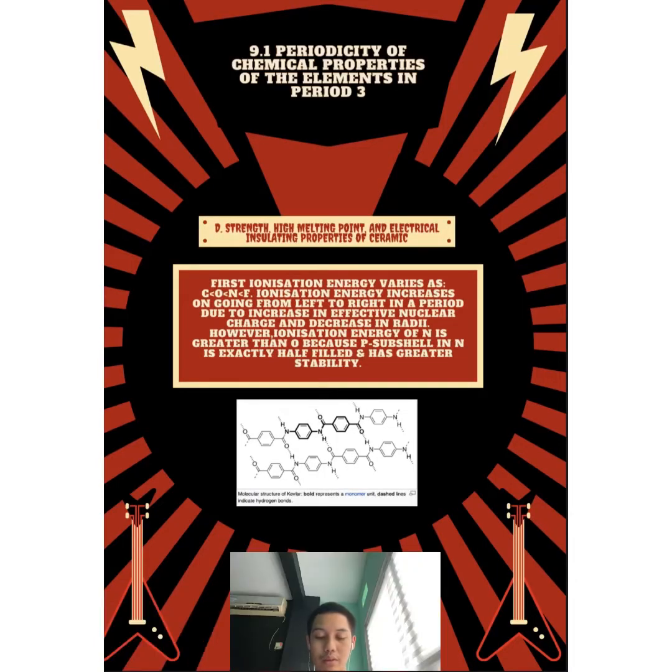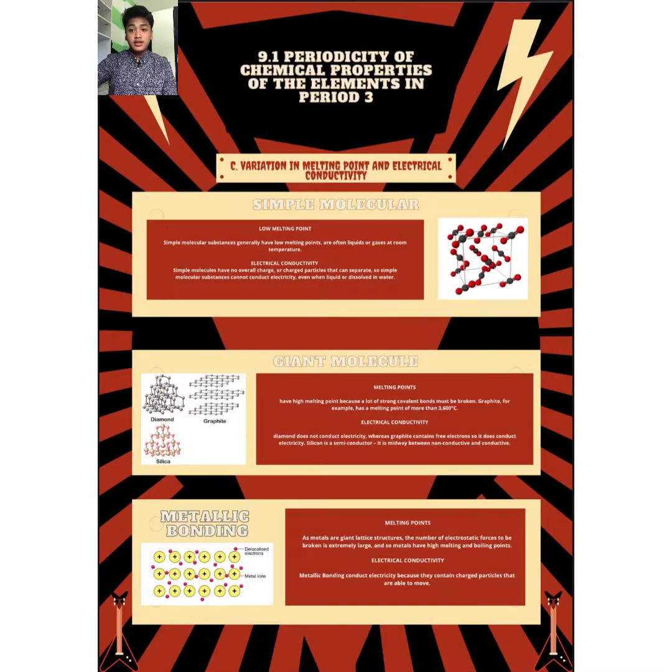Point D. First, ionization energy varies as follows. Ionization energy increases on going from left to right in a period due to an increase in effective nuclear charge and a decrease in radii. However, the ionization energy of N is greater than O because the p subshell in N is exactly half filled and has greater stability. The next is C, the variation in melting point and electrical conductivity.